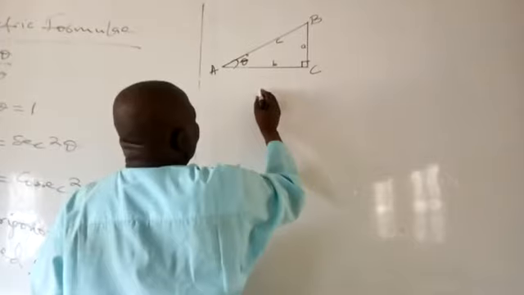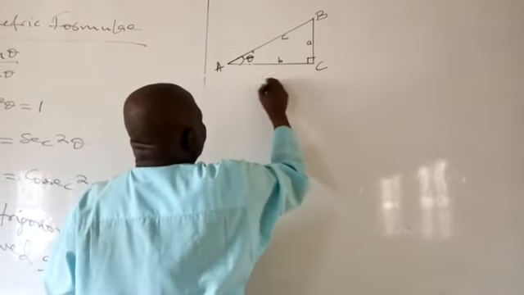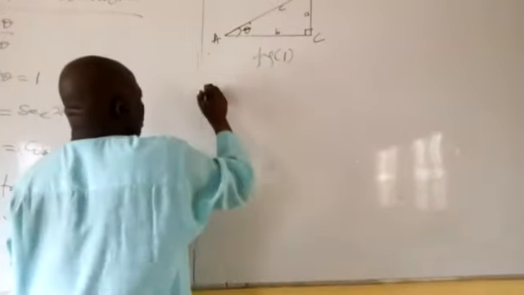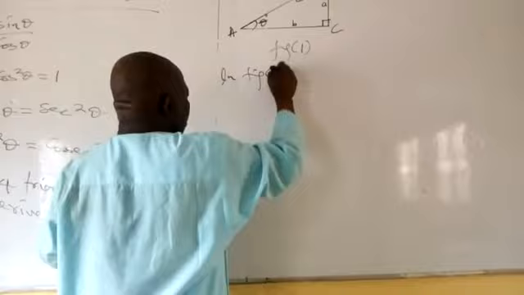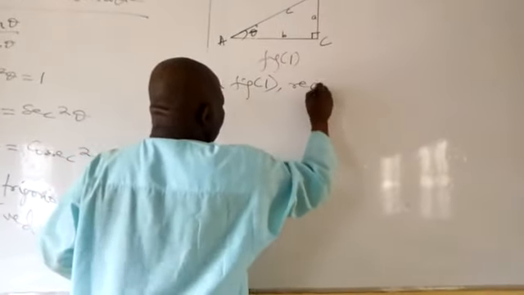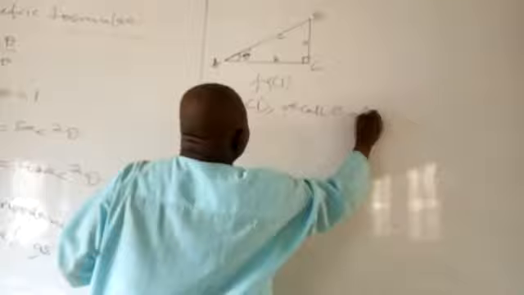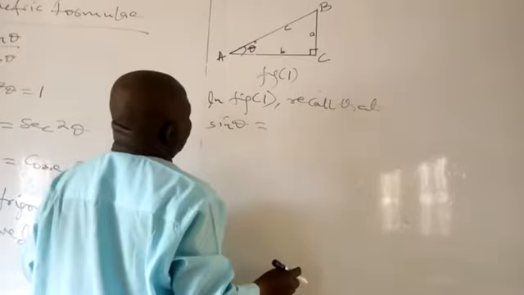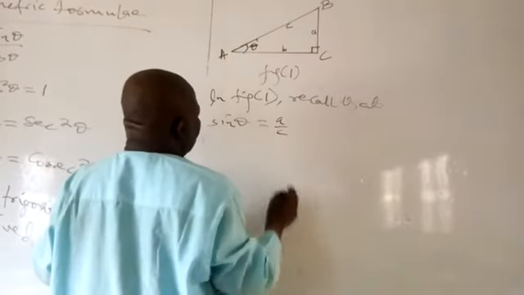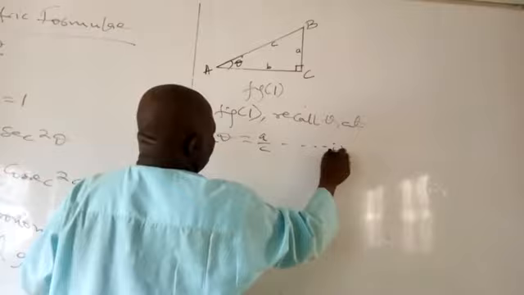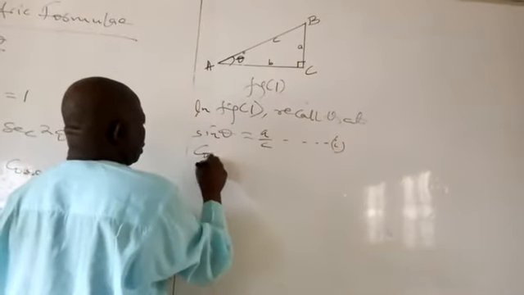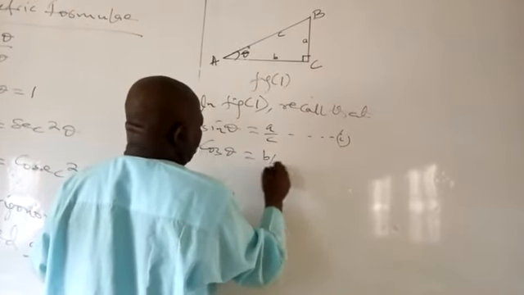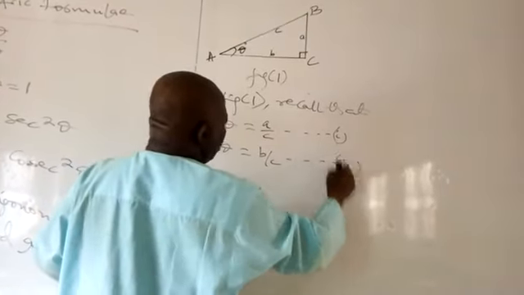Remember, I call this right angle triangle figure 1. Now, in figure 1, recall that we said sine theta is equal to opposite over hypotenuse, which is a over c. Call this equation 1. Cos theta is adjacent over hypotenuse, which is b over c, equation 2.